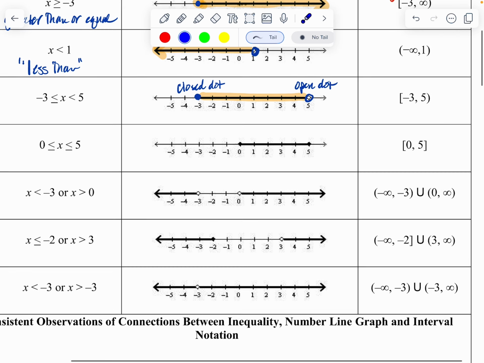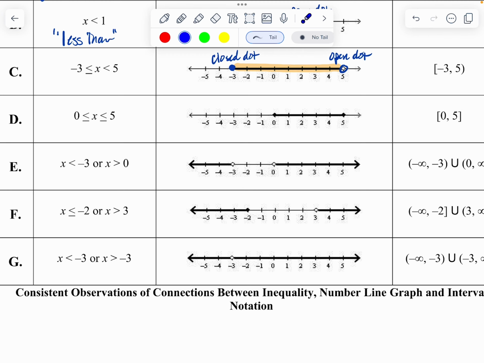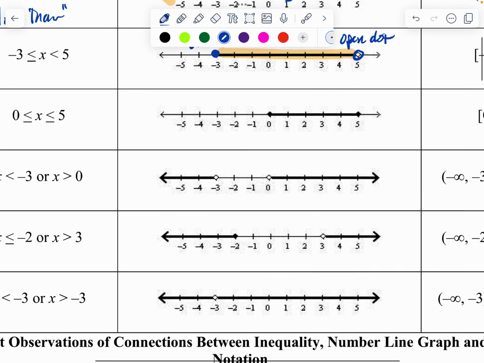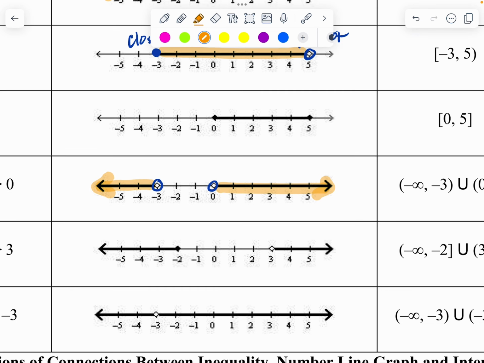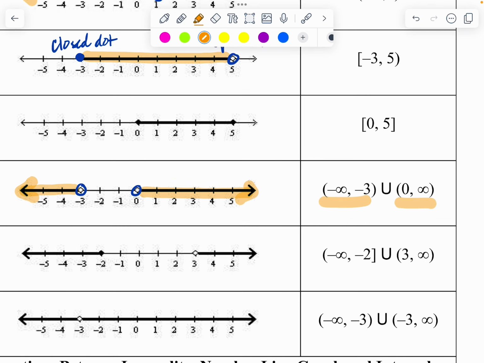All right, here's an or. In this case, on example E, x can be less than negative 3 or greater than 0 and not equal to either. So x can be any number smaller than negative 3 or bigger than 0. So on the number line, we have the open dot on negative 3, and then we've got everything below it. And we also have an open dot on the 0 and everything above it. So we actually have two separate intervals that x can be equal to. So when we write it as an interval, we do it like this.